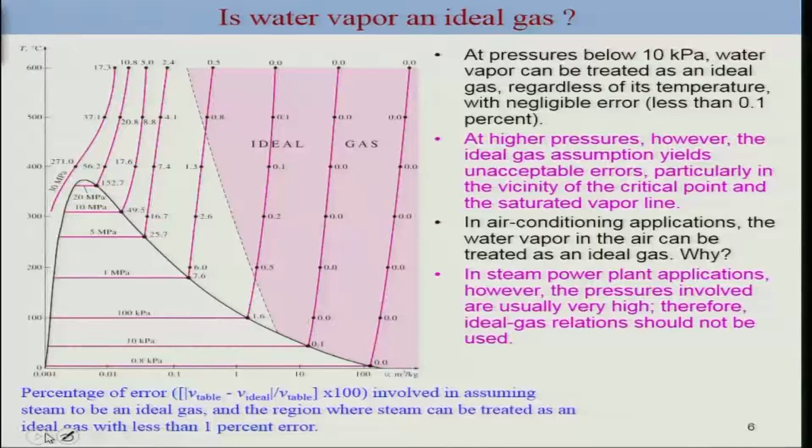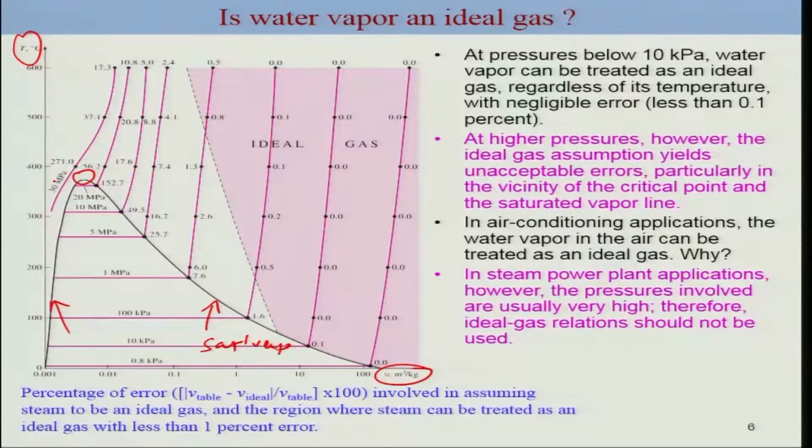equation of state. Okay, so what about other vapors, other gases such as the water vapor? Is it an ideal gas? So let's take a look at this table. This is a T-V plot, and this is just a specific region of vapor plus liquid. Again, this is your saturated liquid and this is your saturated vapor line. Okay, and this is your critical point.